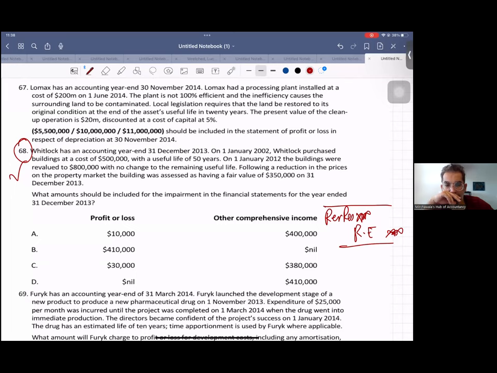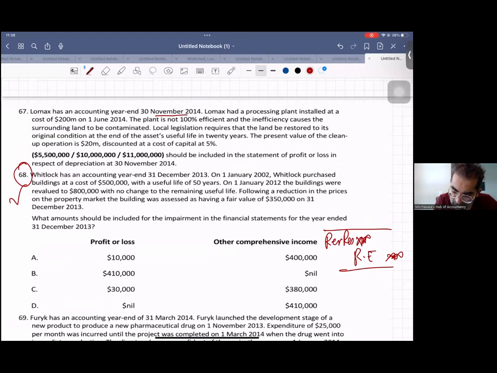Okay, let me do it. Lomax has an accounting year end of 30th November 14. Lomax had a processing plant installed at a cost of 200 million on 1st June 2014. It's the mid of the year. If you count the accounting months, 30th November 14 is the year end, so 1st June is the mid.